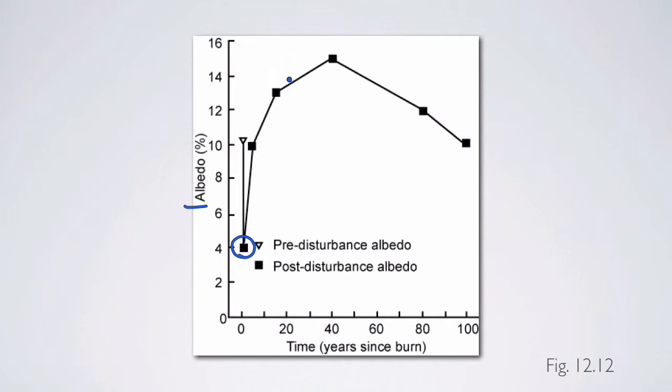Albedo increases during the herbaceous and deciduous forest phases of succession, so all those light green plants that we saw start to dominate, and the albedo is really high. Then it goes down over time as spruce moves in, which tends to be darker black and have a lower albedo.